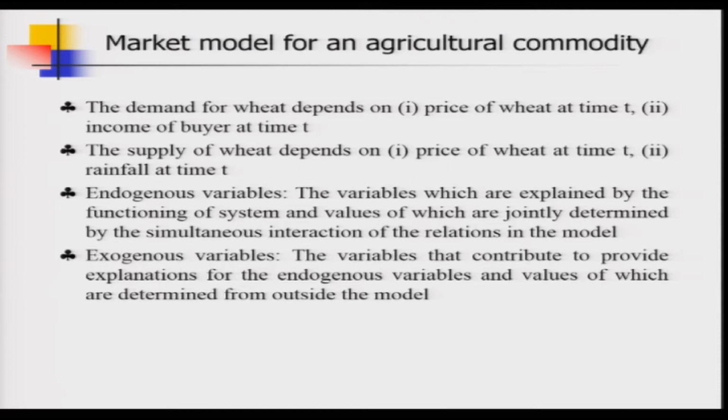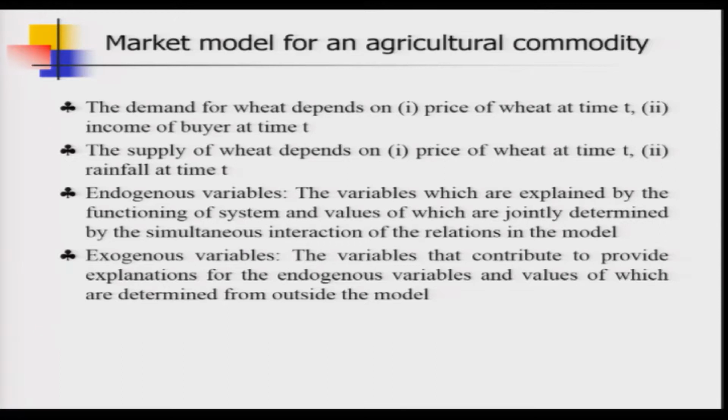What is an endogenous variable? I already defined this concept before, but if you have forgotten, let me repeat; it will not take even a minute. These are the variables which are explained by the functioning of the system, and the values of these variables are jointly determined by the simultaneous interaction of the relations in the model. And what is an exogenous variable? These are the variables that help provide explanations for the endogenous variables, and their values are determined outside the model. They are truly given to you; they are not going to be determined by the model that you are looking at.